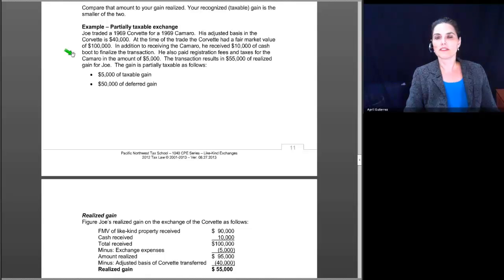The transaction results in $55,000 of realized gain for Joe. The gain is partially taxable as follows. $5,000 is taxable, and $50,000 will be deferred. And all of these calculations will really be entered on the Form 8824, and in a little bit I'll show you a completed 8824. But before you start filling out the 8824, it's helpful in your mind to really understand what portion of the gain should be taxed and what portion of the gain is going to get deferred, so that when you're finished filling out the form, it actually looks like it's supposed to.